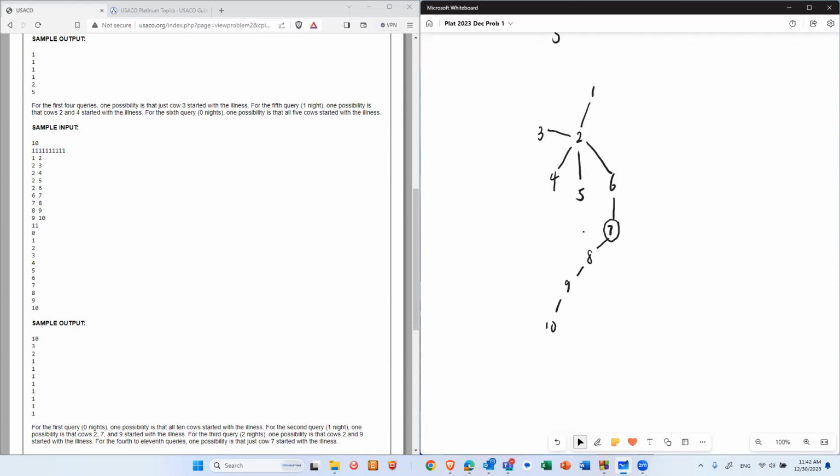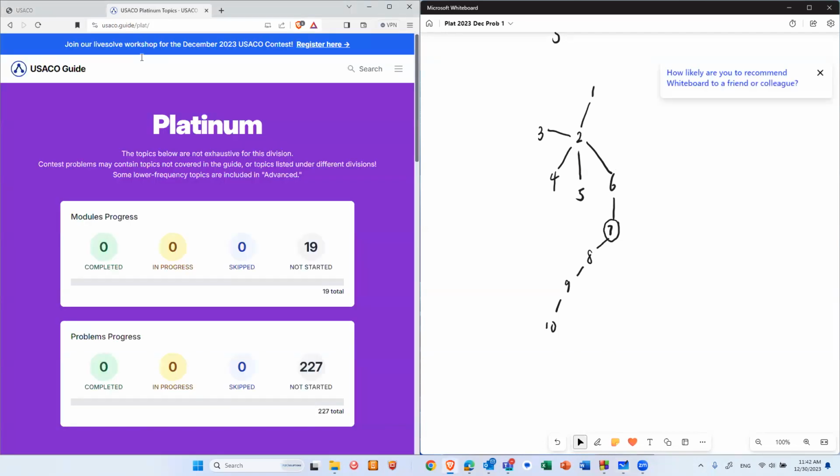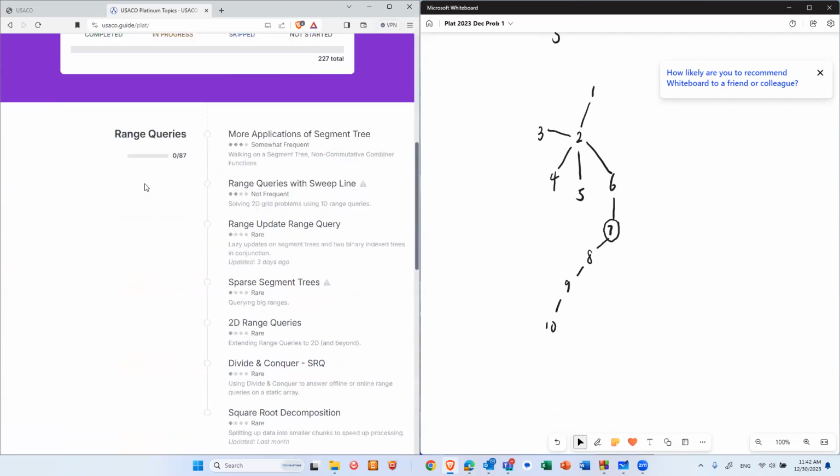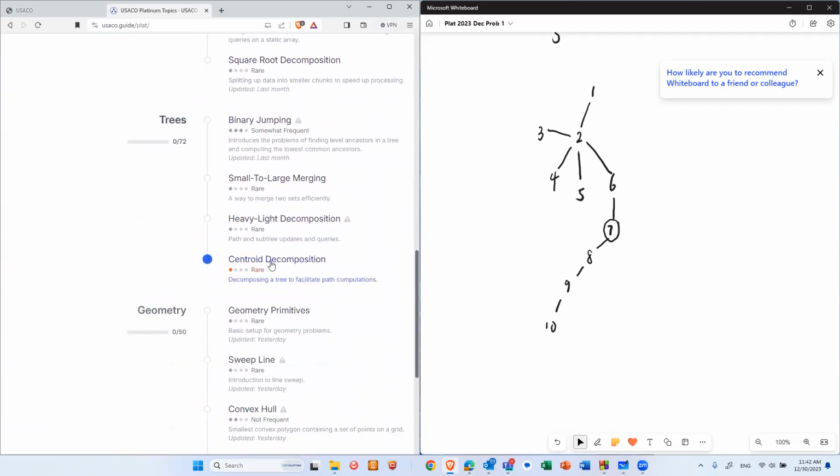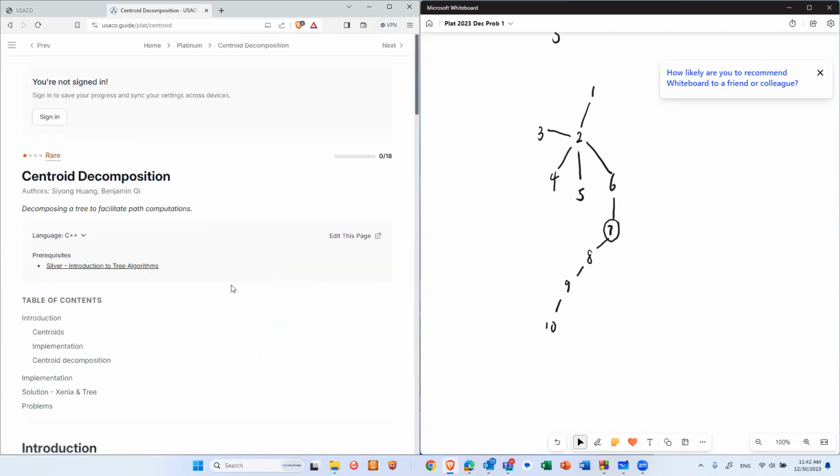Okay, so if you look at this problem, what does it remind you of? It reminds you of the centroid, right? If we do a greedy algorithm to figure out which centroid I need in order to identify those, then I can get maximum coverage. If you don't remember what a centroid is, again, go to the USACO Guide from Benjamin J. At the Platinum level, there is a description of centroid decomposition.